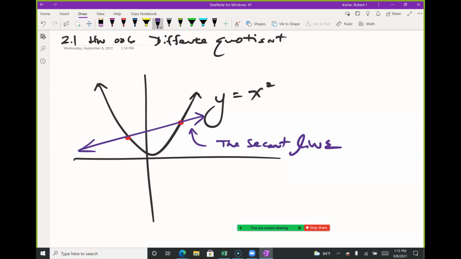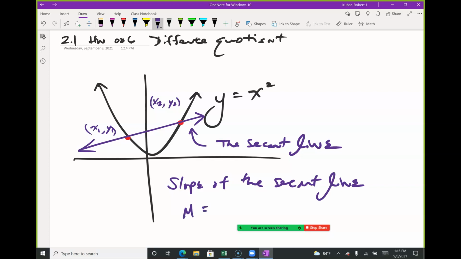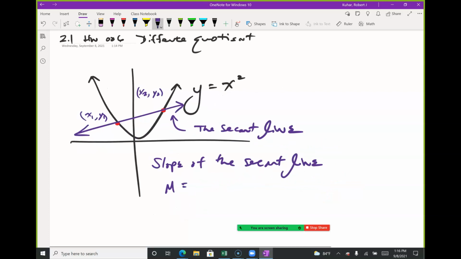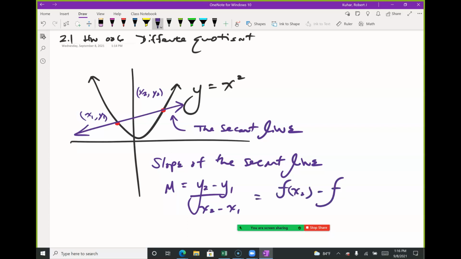And the way I'm going to do that is label my 2 points x1, y1, and x2, y2. So the slope of the secant line is going to be m equals our same old formula that we learned, I don't know what grade, y2 minus y1 over x2 minus x1, right? But I'd like to make this a little bit more sophisticated in the sense that now I know y's actually are f of x's. So this is actually f of x2 minus f of x1 all over x2 minus x1.